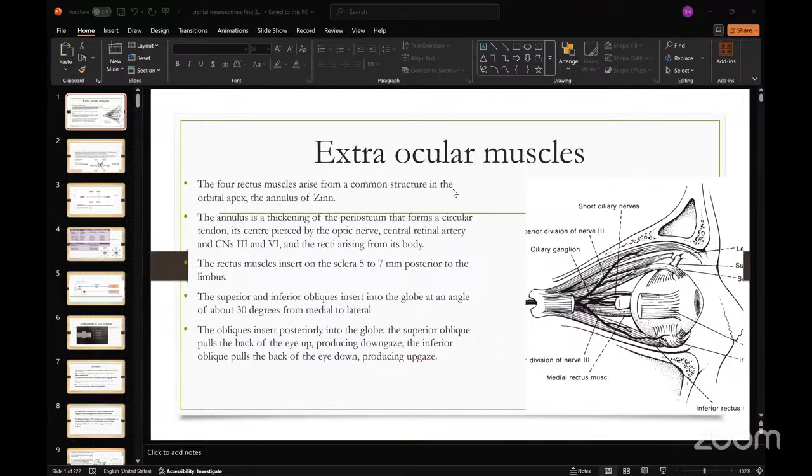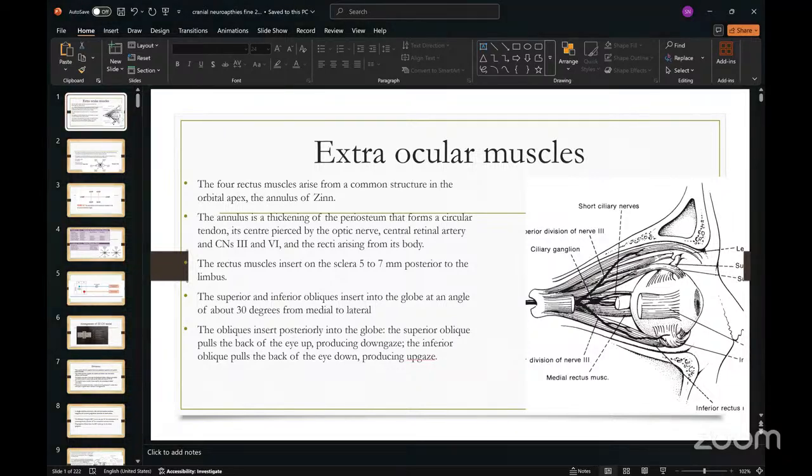So today I'll be discussing cranial nerves. I want this session to be a little bit interactive, so if I ask questions, students should be ready to answer. I will start with the extraocular nerves, that is the third, fourth, and sixth cranial nerves together.